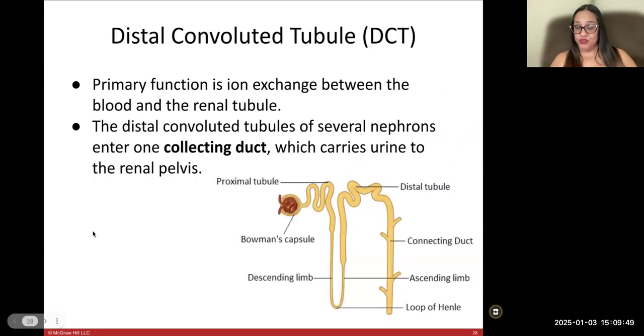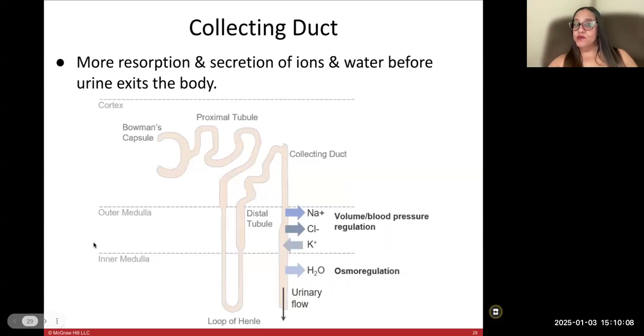The distal convoluted tubule, or the DCT for short. Its primary function is ion exchange between the blood and the renal tubule. The distal convoluted tubules of several nephrons enter one collecting duct, which will carry the urine to the renal pelvis. Collecting duct, more resorption and secretion of ions and water before urine exits the body. So that collecting duct is the last part of the pathway before the urine goes into the renal pelvis and to the ureter and to the rest of the path.